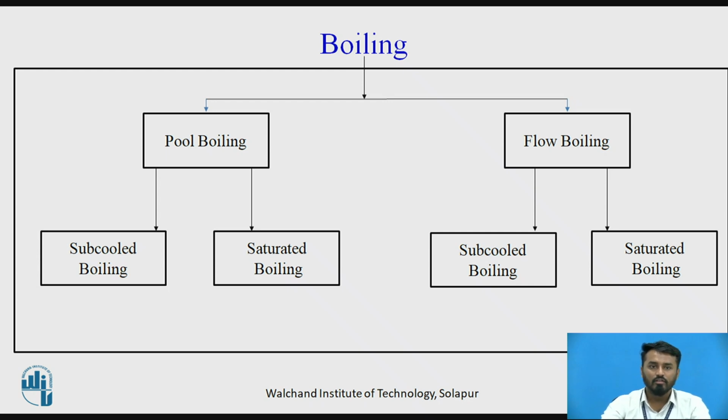In pool boiling, we have two sub-conditions: subcooled boiling and saturated boiling. In subcooled boiling, the average temperature of the fluid is lower than the saturation temperature of that fluid at a particular pressure. If the average temperature of the fluid is greater than the saturation temperature at a particular pressure, then it is categorized under saturated boiling.